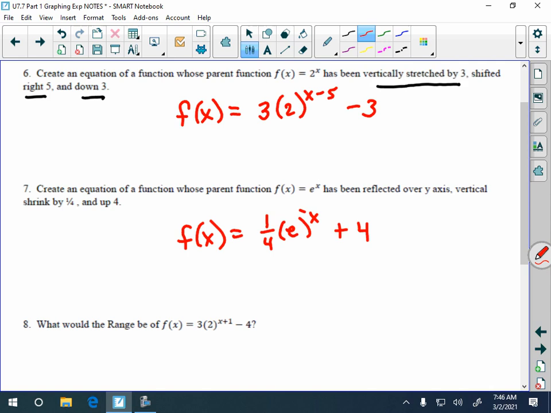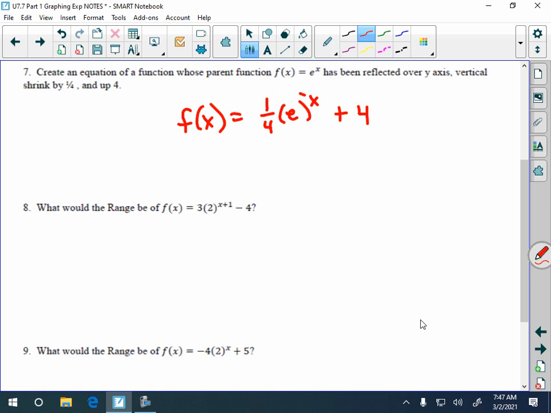All right, so remember, vertical stretches, shrinks, up, down, that's all vertical stuff. Those numbers are either going to be at the very beginning of the function or at the very end. The horizontal stuff, or y-axis reflection, or left and right stuff, that's going to affect the exponent on the x.